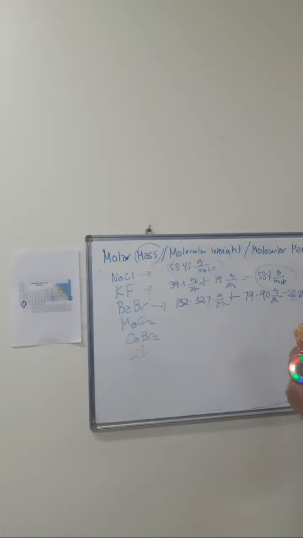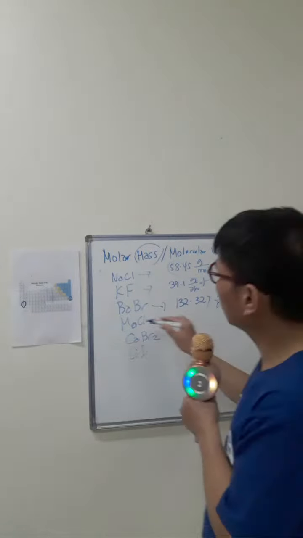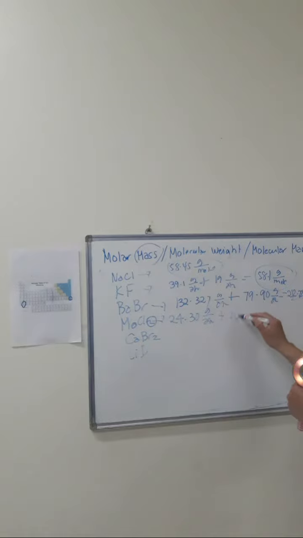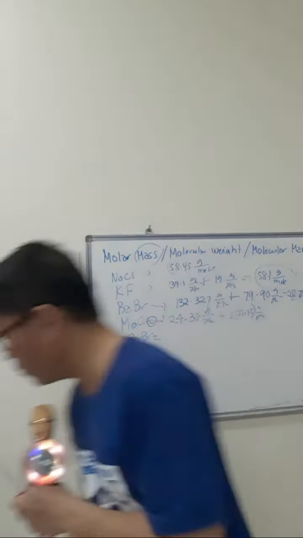212.227 gram per mole. Magnesium chloride: magnesium is 24 point something, 24.30 gram atom. Chlorine, you have 2 here already, right? So 2 times 35.45, plus 24.30. So it equals 95.2 gram per mole.